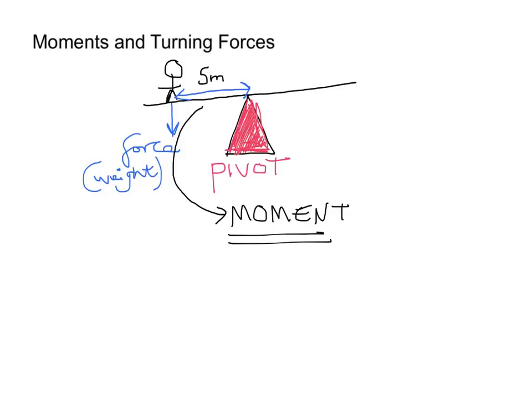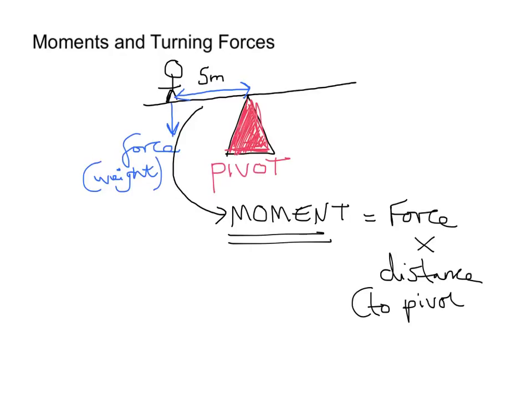Now we can put a value to that moment using the formula: a moment is equal to force times the distance, and that's the distance to a pivot. So let's think of some units for this. A force would be measured in newtons. A distance could be measured in centimetres, or let's say in this example, meters. So the units for moments would be Newton meters or Newton centimetres, depending on which one of the two we used.